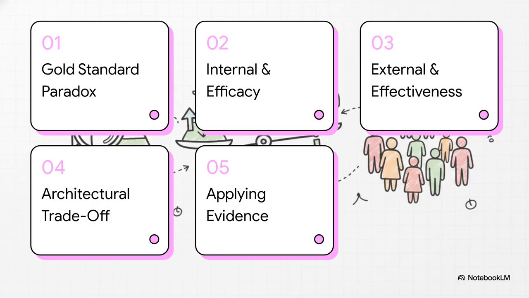Okay, let's dive into this. We've got a quick roadmap for you today. First, the gold standard paradox. Then, internal validity and efficacy. External validity and effectiveness. The architectural trade-off. And finally, applying evidence to patients.